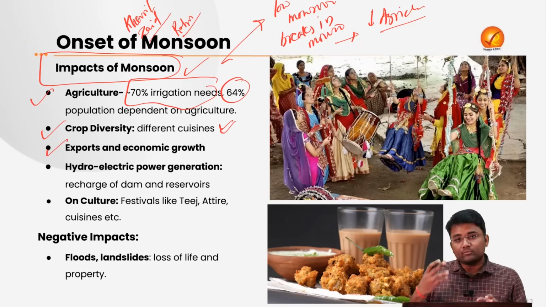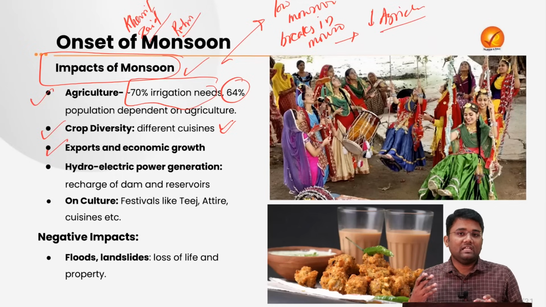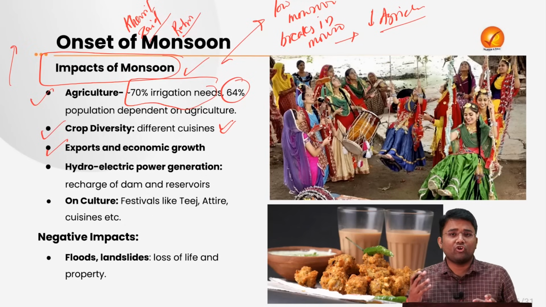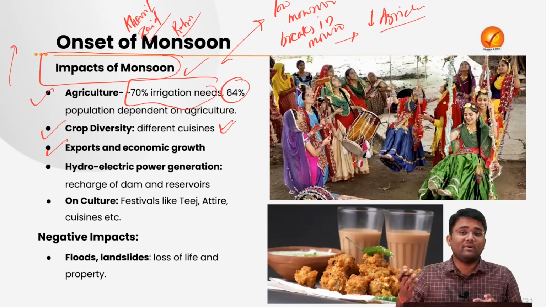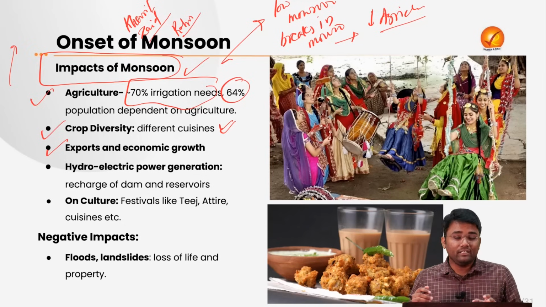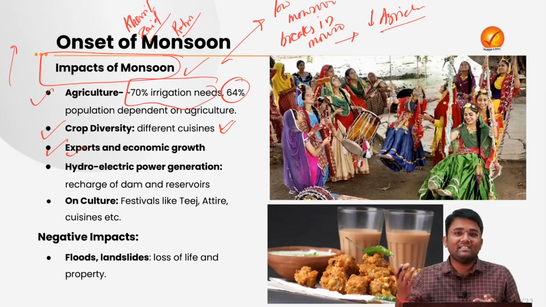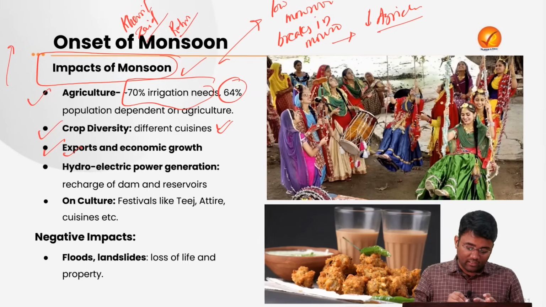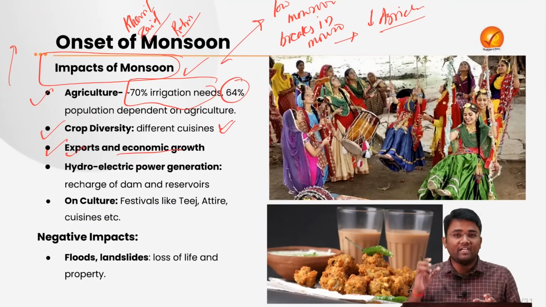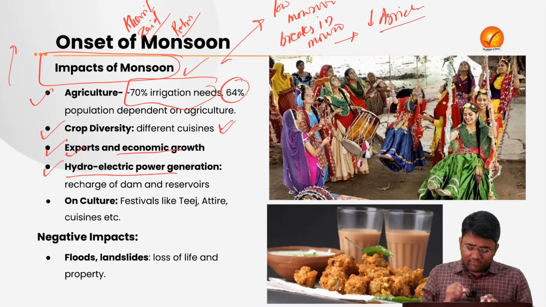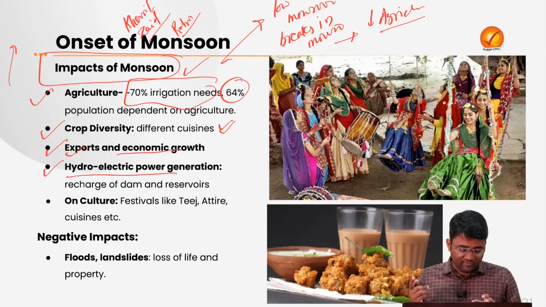Then when this production is happening at a very large scale, India has become one of the highest producers of some of the major crops, and horticulture production has surpassed food grain production. That leads to better export potential, where India can export some of the food grain material and horticulture products to different nations, and that can help us in getting better economic growth and better economic development. Apart from this, it will also help in hydroelectric power generation.